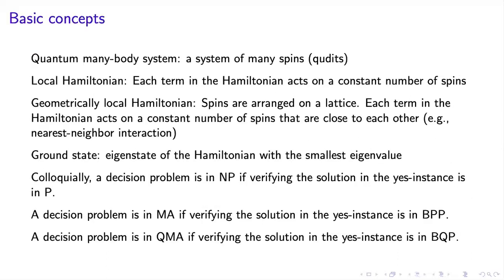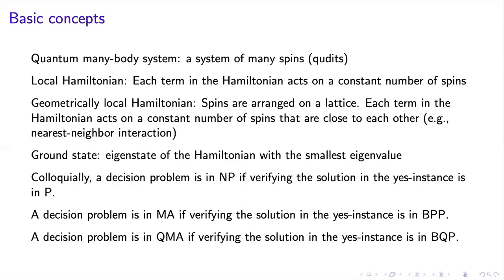Let me start by introducing some basic concepts. We will consider quantum many-body systems. This is just a system of many spins or many qubits. This is a system that is familiar to you because in quantum computing, we just encounter this type of system. When we talk about local Hamiltonian, we assume that each term in the Hamiltonian acts on a constant number of spins. We also consider geometrically local Hamiltonian.